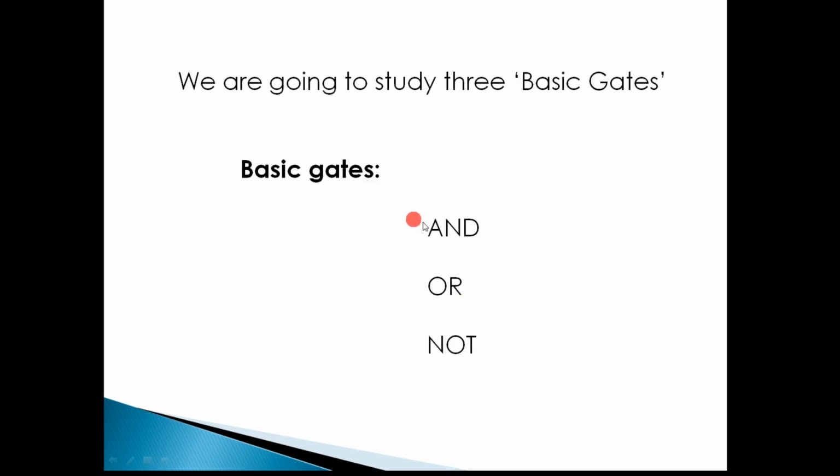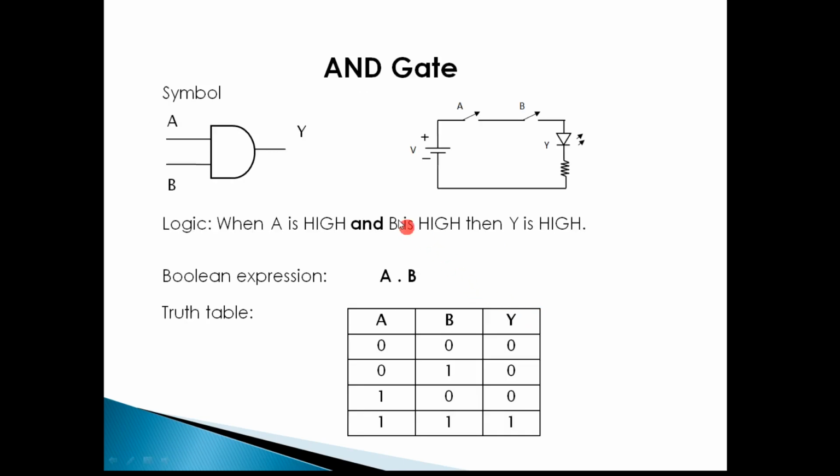We are going to study three basic gates: AND gate, OR gate and NOT gate. These are the types depending on the logic operations performed by these gates. Let us see the first gate, AND gate. The AND gate is having this type of circuit symbol and the logic of this gate is this statement. Logic is a statement which explains the behavior of a gate.